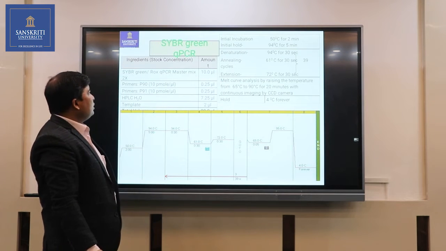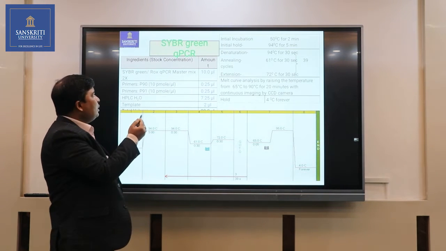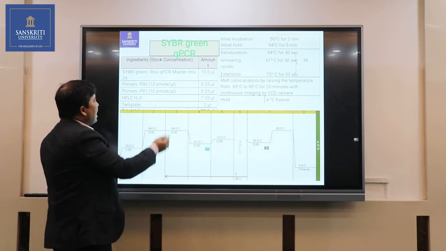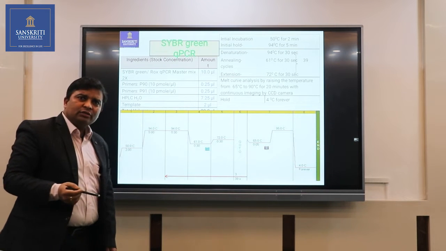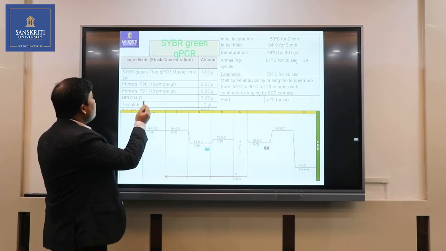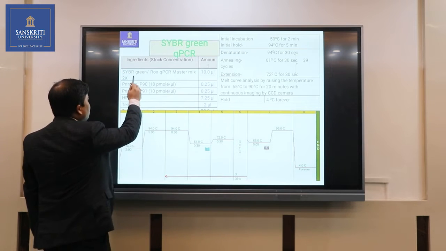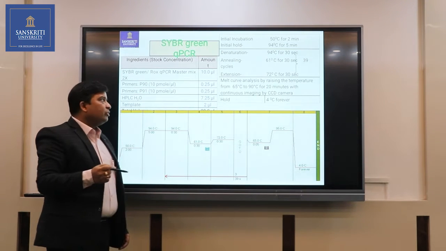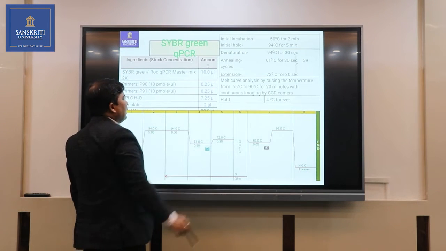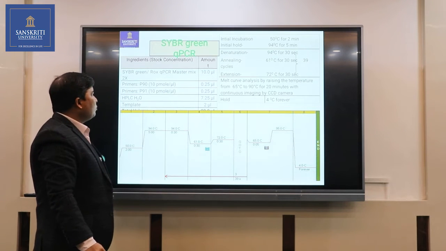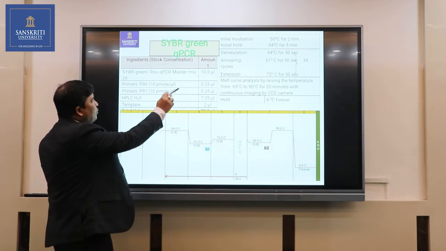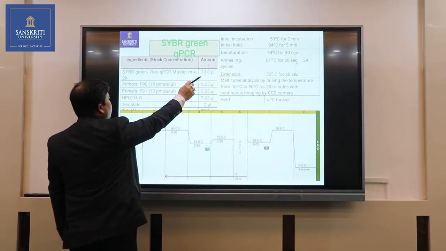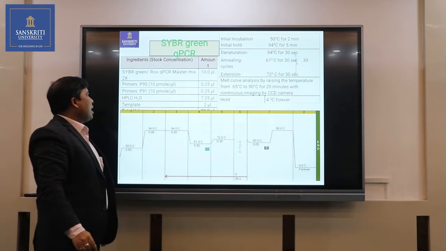Now we discuss the details of the SYBR Green qPCR. First we learn about the ingredients. What types of ingredients are we using for the SYBR Green? First, we are using the SYBR Green ROX qPCR master mix at 2x concentration. So that's why we are taking half of the total volume of the reaction mix. Its volume will be 10 microliters.